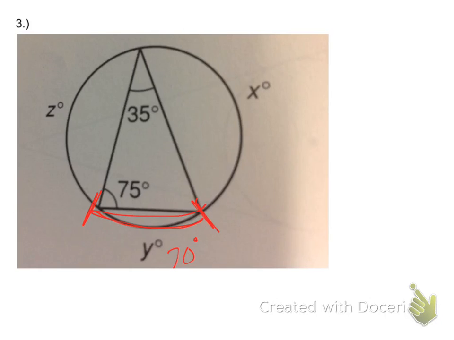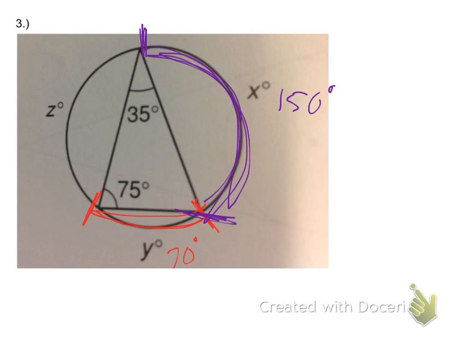Does that play out nicely somewhere else as well? I would hope you say sure. Look at 75. Doesn't 75 go from here to here? So that means this is the intercepting arc to the inscribed angle of 75, which means that x is equal to 150 degrees. It's twice 75.